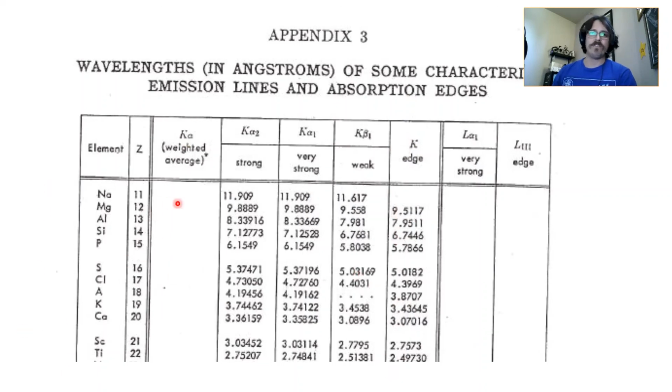And note, we don't have the weighted average for everything, so not every material gives a discernible K-alpha doublet. If you look at these numbers, it's not really worth it to try to weight it out.